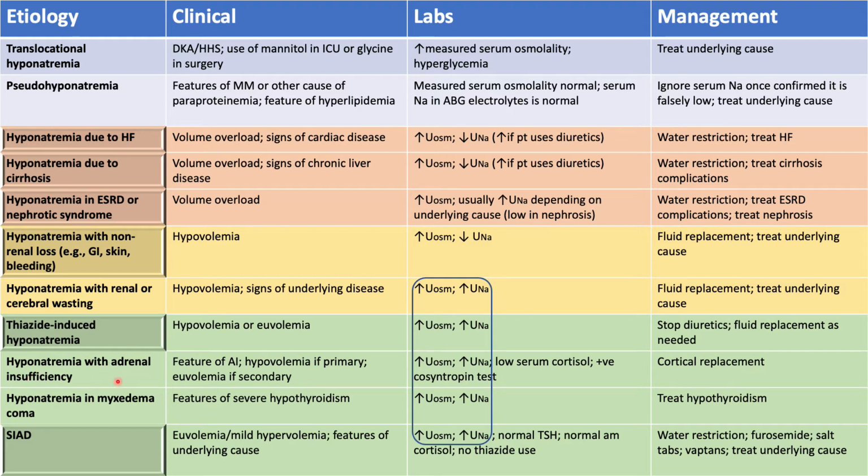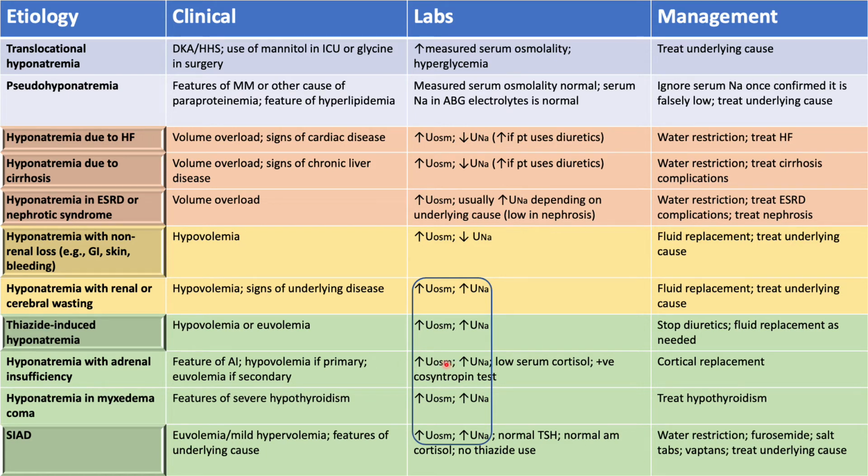Hyponatremia with adrenal insufficiency, there will be features of adrenal insufficiency, primary or secondary, depending on the cause. Classic primary adrenal insufficiency is rare; the more common cause is secondary adrenal insufficiency. If they have primary adrenal insufficiency, they're usually hypovolemic, compared to secondary adrenal insufficiency, where they are mostly euvolemic, and we discussed that in the previous video.